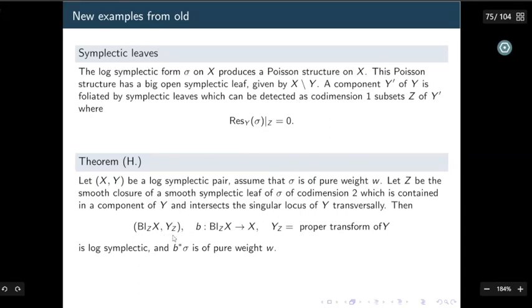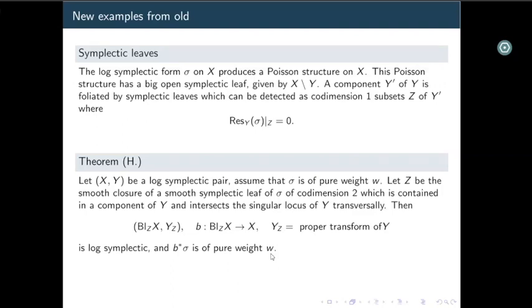and take the proper transform of the original boundary divisor as your boundary divisor in this pair, and take as your total space the blowup. So then this pair here is log symplectic, and the form that you get by pulling back sigma, the original form, is of pure weight W. Okay, so this should be reminiscent of things that we saw before.